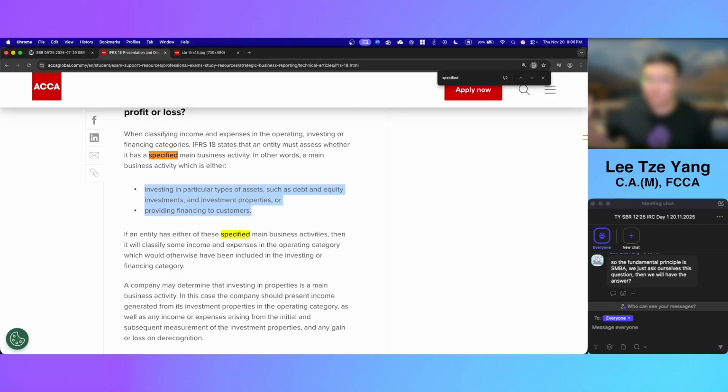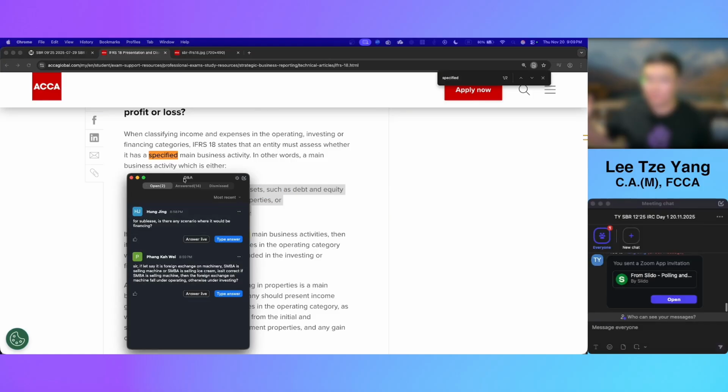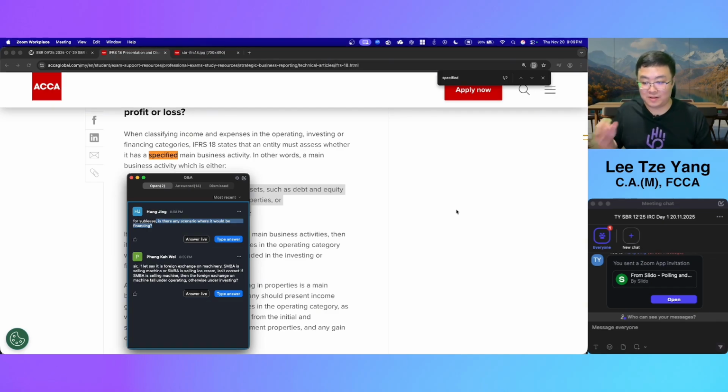Now, I also see there are some questions here. Sublease, is there any scenario where it would be financing? I don't think so, Hong Jing. Yes, there's one: lease liability, unwinding of discount. Do you know the lease liability you charge the finance cost? That one. Other than that, no. Only that one.